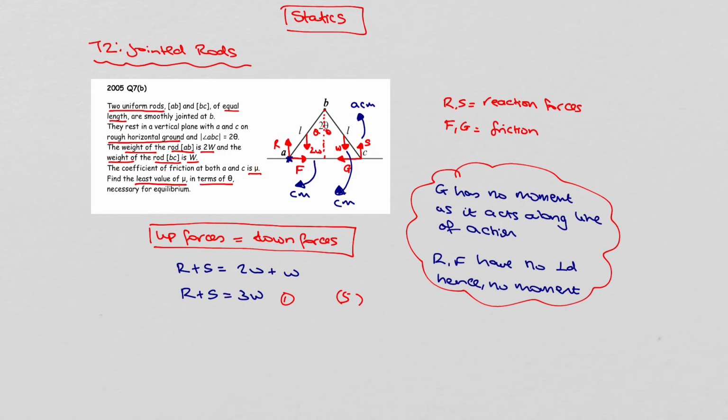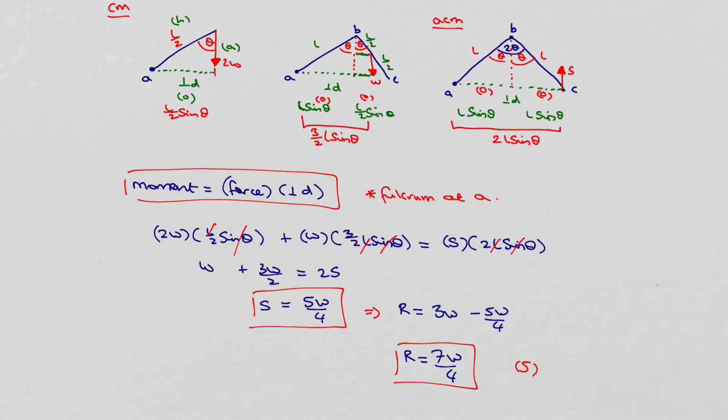So we need to look at how I can do that, because we're looking for the least value of mu necessary for equilibrium. So what I need to do next is try and get mu out. So we're going to take the system and break it down into 2 parts. In other words, we're going to look at where we would have slipping.